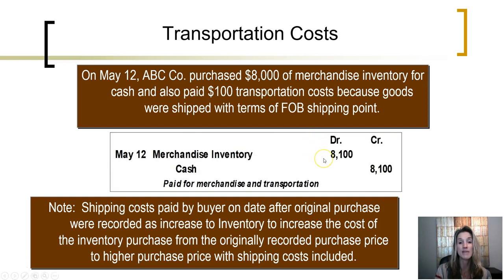So we would debit inventory for the $8,100, the $8,000 purchase cost, plus the $100 shipping, because the true cost of that inventory is $8,100. And we credit cash for the cash paid.